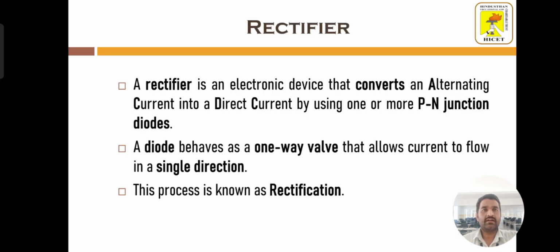What is meant by rectifier? A rectifier is an electronic device that converts AC into DC using one or more PN junction diodes. So it will convert the alternating current into direct current by using the normal PN junction diode. The diode will behave as a one-way valve that allows the current to flow in a single direction. This process is known as rectification.